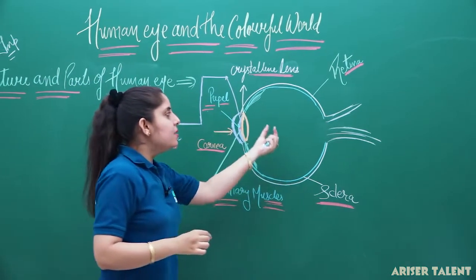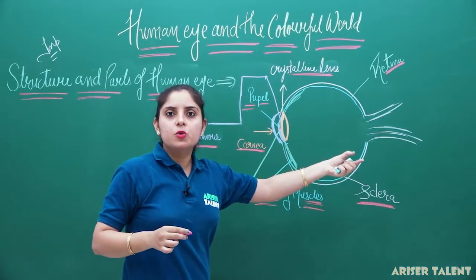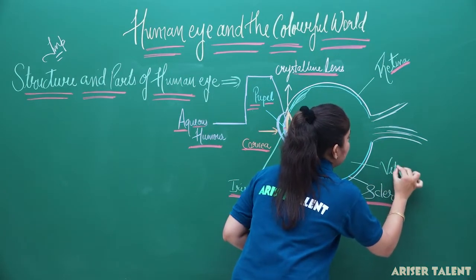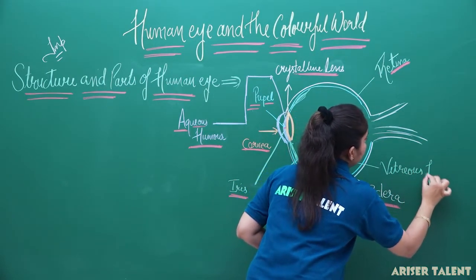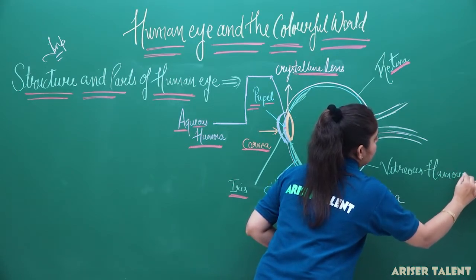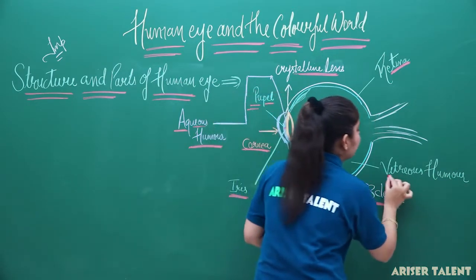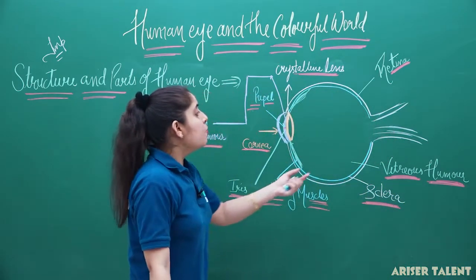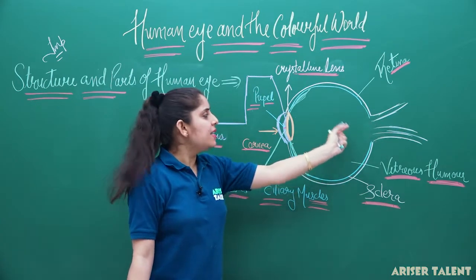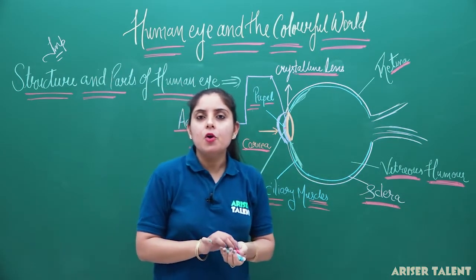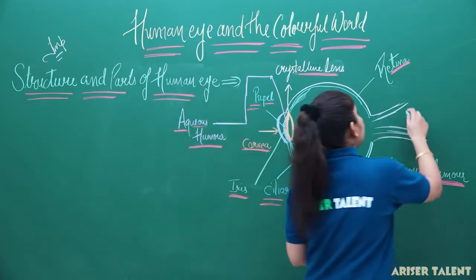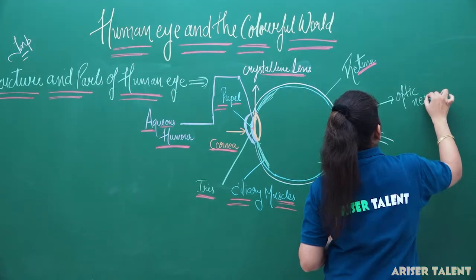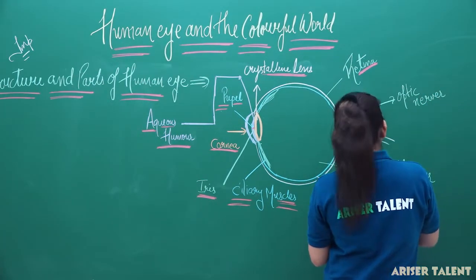Now, in this part somewhere another liquid is stored, and that liquid is known as vitreous humor. So this will be your vitreous humor. This is the other liquid: one is aqueous and the other is vitreous humor. Now, what are these lines that we have drawn? These are actually our optic nerves. They carry the messages to the brain. So this part will be our optic nerves.